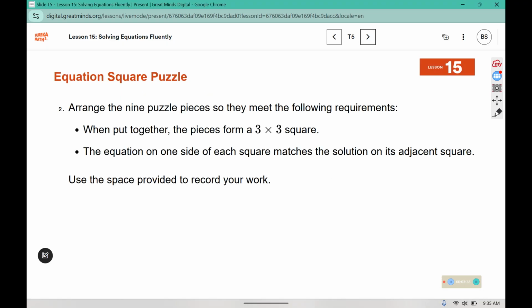The next task that we have is we are going to arrange 9 puzzle pieces, which can be found in your book for lesson 15, so that they meet the following requirements. When you put them together, the pieces form a 3 by 3 square, and the equations on the side of each square match the solution to the adjacent square. Use the space provided to record your work. So you're going to show you solving the equations in your workbook under problem 2. And then on the following pages, you'll find the equation square puzzle to be cut out and rearranged.